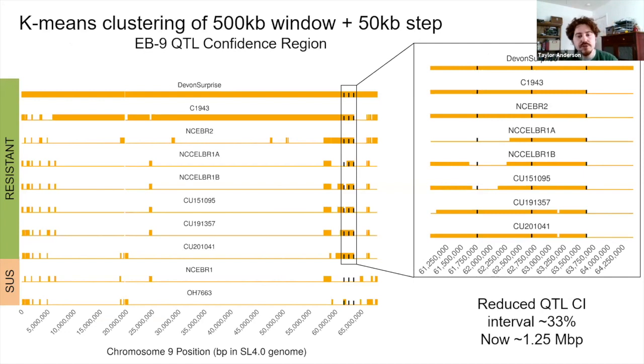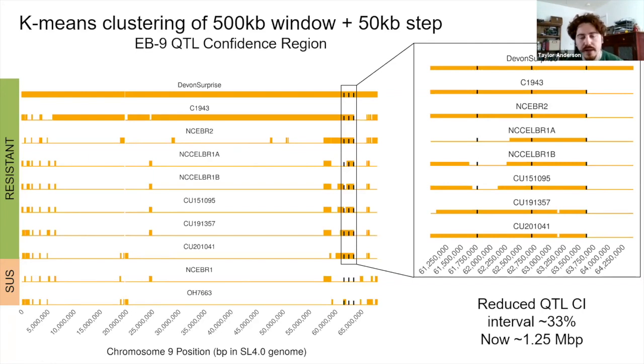Now, here is one such plot of chromosome 9, inclusive of the 8 resistant samples that I talked about earlier. They're blocked by this green resistant bar at the top, and then 2 random susceptible samples from the pedigree I described earlier at the bottom. The genomic windows were colored if, in any window, they were in the same cluster as Devon Surprise. And the resistant tomatoes are also sorted according to their hypothesized ancestry, with Devon Surprise, the putative donor, followed by C1943, NCEBR2, NCCELBR1, and then our 3 most recent Cornell releases.